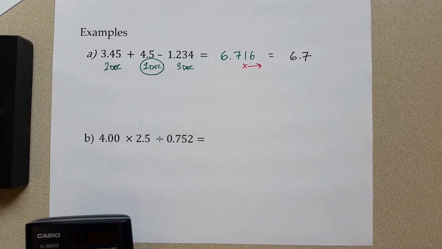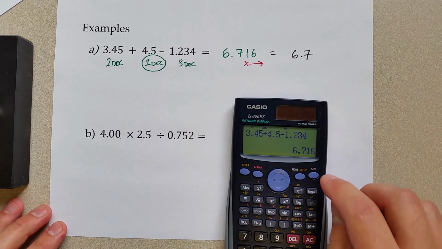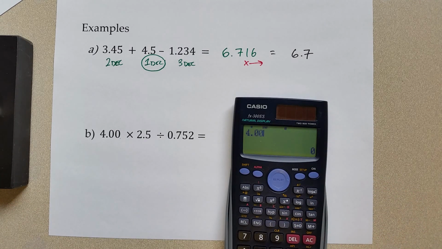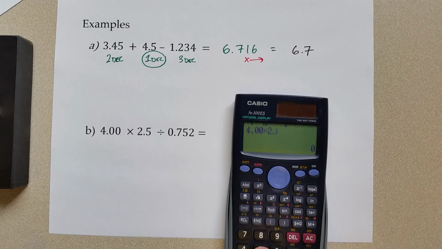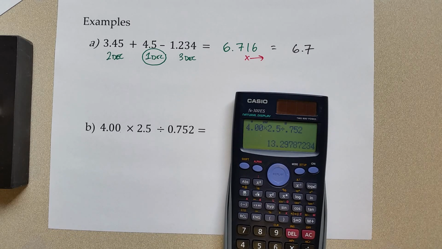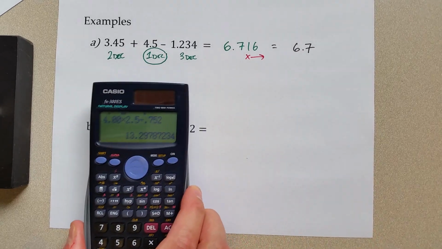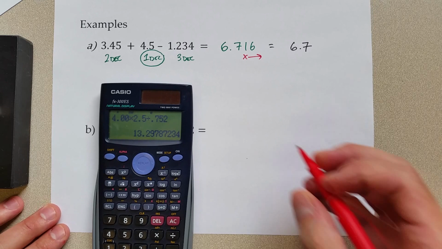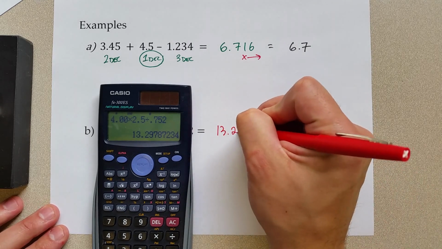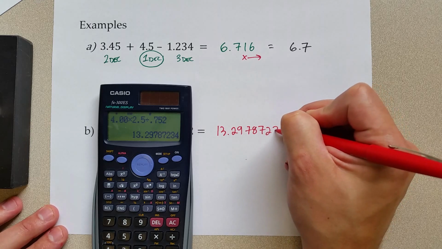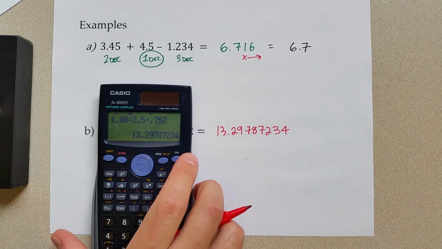Okay. So let's do B. All right, so this is a multiplication and division problem, so we're going to take 4.00 times 2.5 divided by 0.752 equals quite a big set of numbers. So we got 13.297872340.